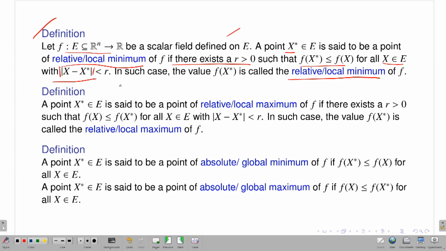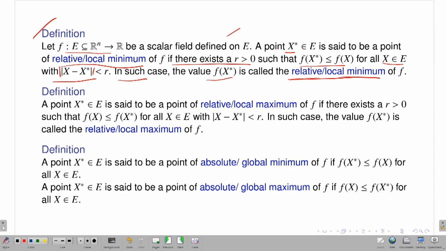In such a case, the value of f at the point x star is called the relative or local minimum of f. So, there are two things. First, I am talking about the points at which I say it is a local minimum of f. That means the value of the function at any point in that neighborhood should be greater or equal to the value at that point x star, and that value is called the relative or local minimum of f. So, the point x star is called a point of relative or local minima, and f of x star is called the relative or local minimum of f. So, this is local minima.